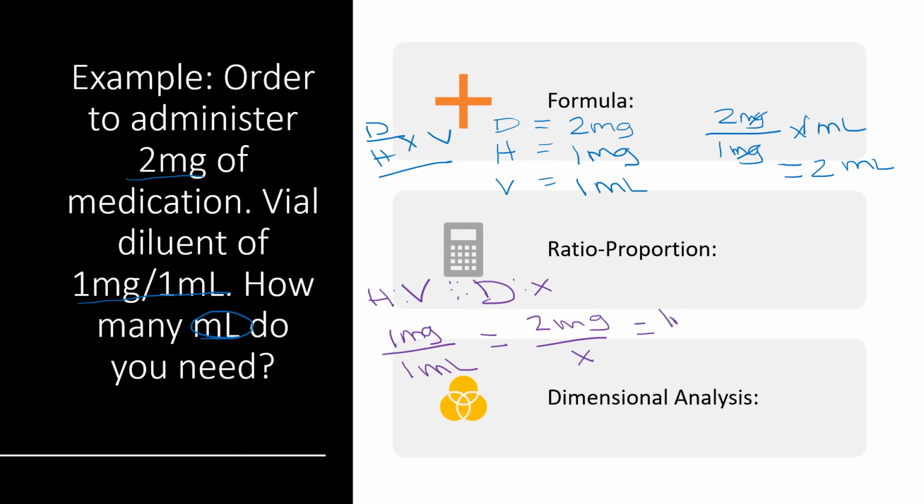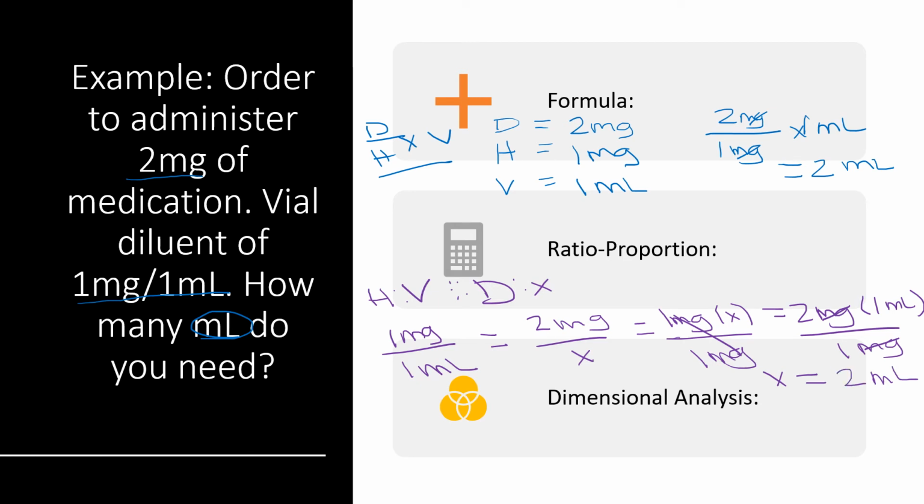and what we're going to get is 1 milligram times x equals 2 milligrams times 1 milliliter, and we're going to divide, solve for x, so it's all on one side. Here our milligrams are going to cross out. We're only going to be left with milliliters, and again 2 divided by 1 times 1 is 2.